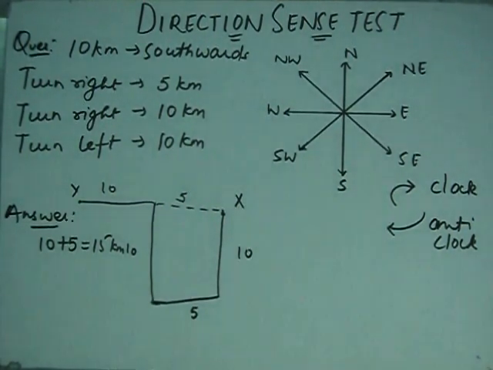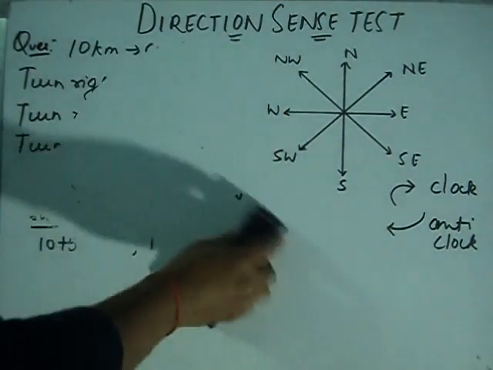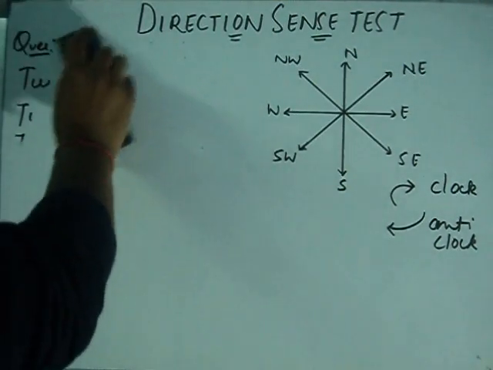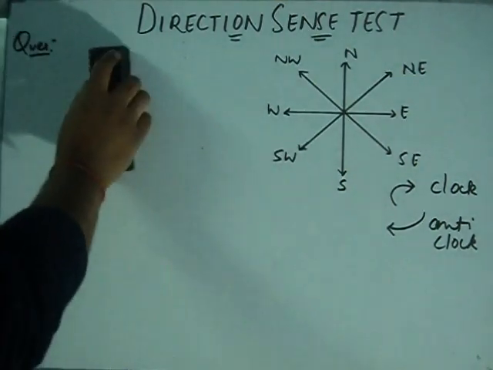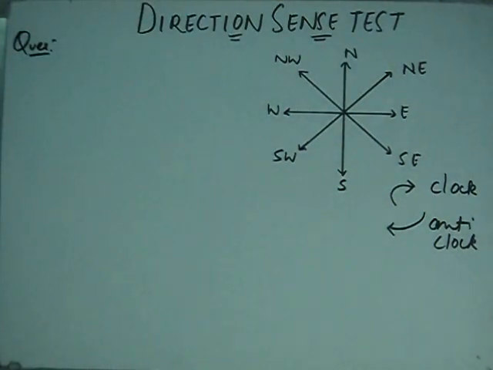It is also another type of direction sense test. So let's discuss. All we need to follow is this diagram and two steps only. First is this diagram, and second is imagine yourself at that point. In a question, always imagine yourself, so that you can mark the question always correct.